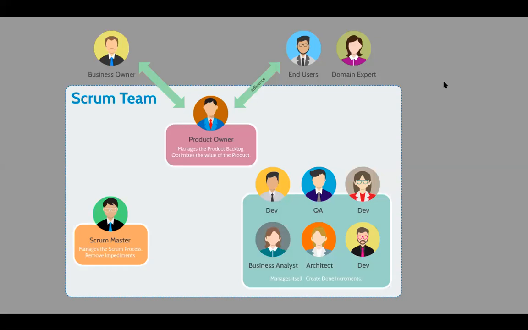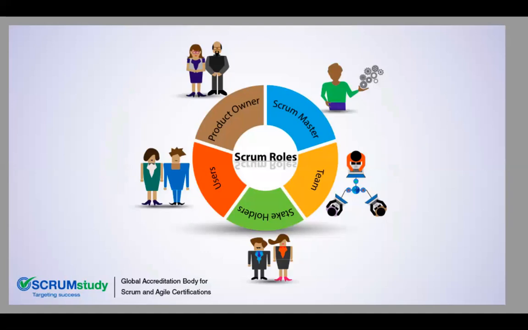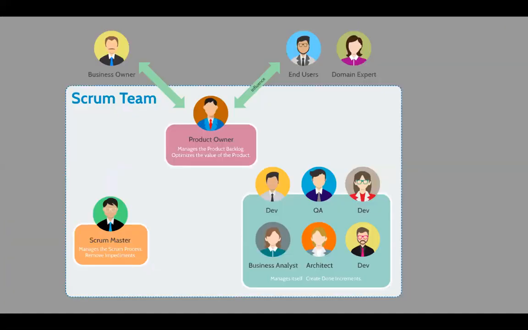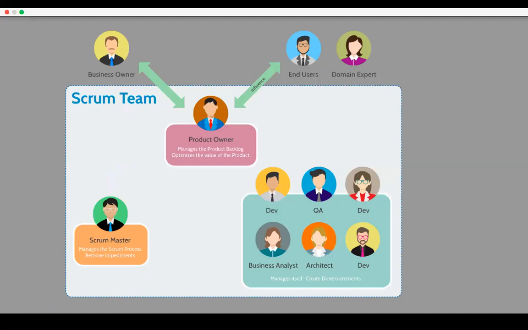Just mute your lines. So for the Scrum team, we'll start off with the Scrum roles. Again, this is a bit more of an overarching view. The team is the product owner, the Scrum master, and the other team members like the developers, etc. But outside of that, if you look, there are these other members.